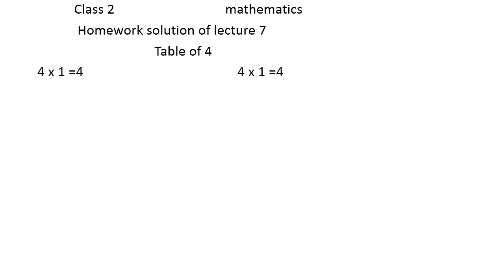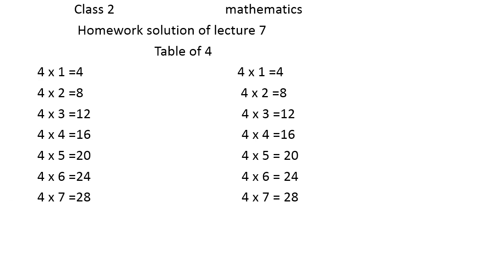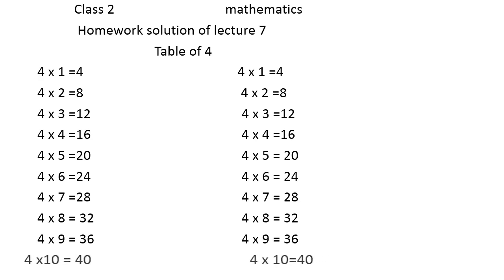Let's start. 4 ones are 4, 4 twos are 8, 4 threes are 12, 4 fours are 16, 4 fives are 20, 4 sixes are 24, 4 sevens are 28, 4 eights are 32, 4 nines are 36, 4 tens are 40. Thank you.